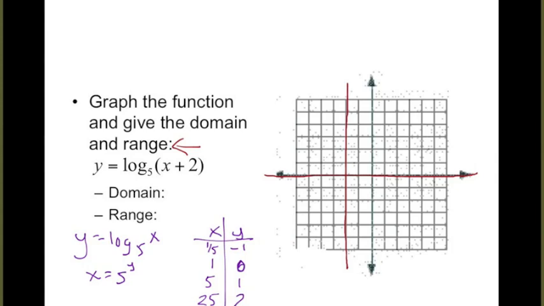So now we're going to plot these from where those red lines meet each other. So x is 1/5, so over a tiny amount and down 1. Then x is 1, y is 0. And x is 5 and y is 1. So this one starts low and ends high, but it's still shooting out to the right.